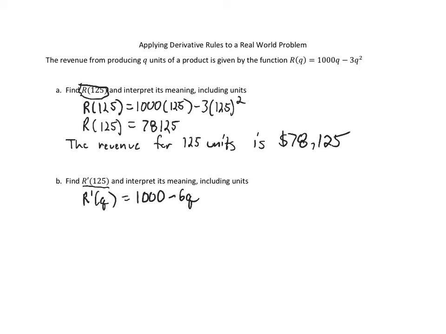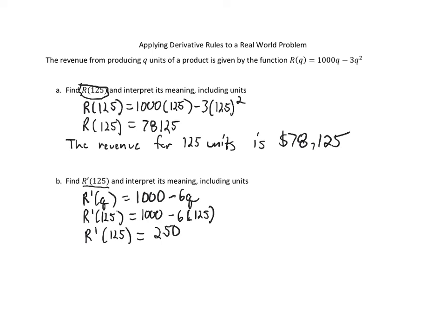So now we can find the derivative for 125 items. R prime of 125 would equal 1000 minus 6 times 125. And in this case, we'll get R prime of 125 equals 250. Now the difference here is this is a rate of change. This isn't telling us the revenue, it's telling us how fast the revenue is increasing for each additional unit.